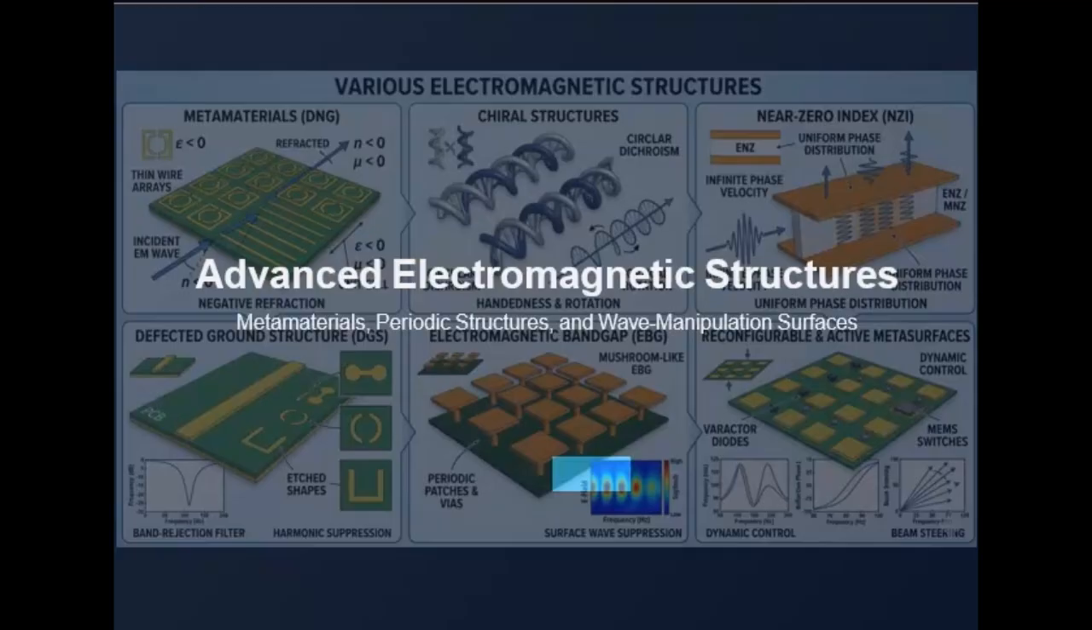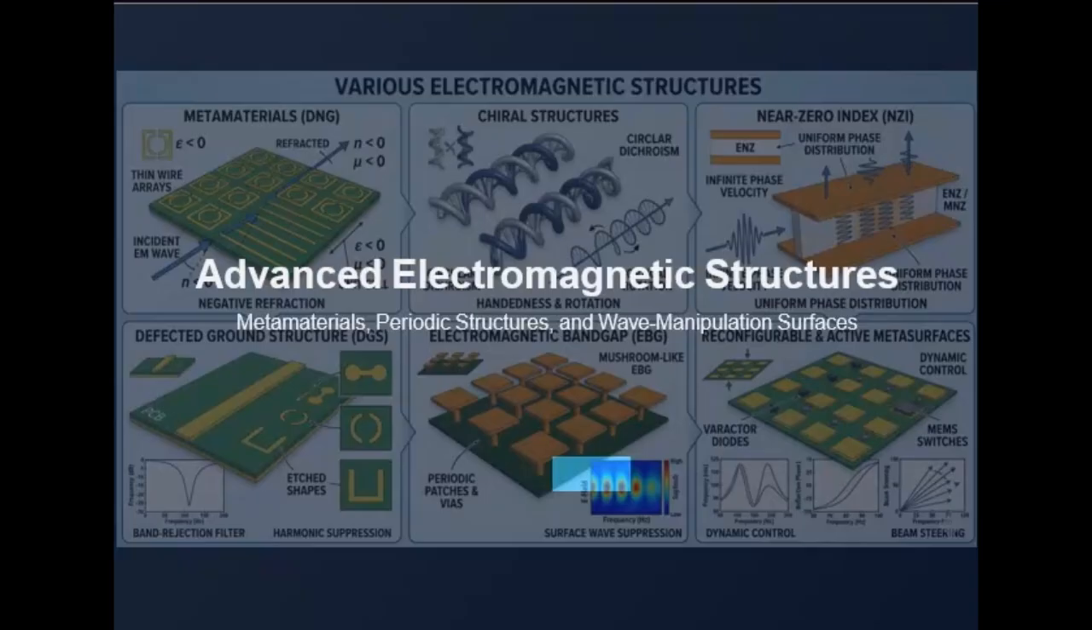In today's lecture, we will discuss advanced electromagnetic structures. When students work on metamaterials or frequency selective surfaces, they are confused about the difference between terms like metamaterial, frequency selective surface, electromagnetic bandgap, defective ground structure, and chiral metamaterial. So in today's lecture, I will try to explain all these terms in a very superficial manner and try to solve your queries.